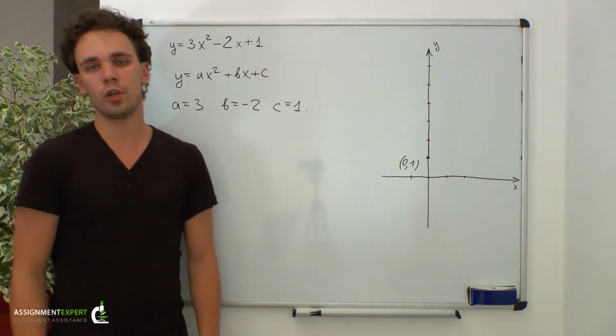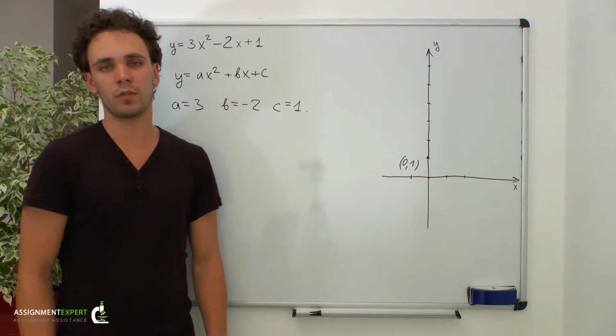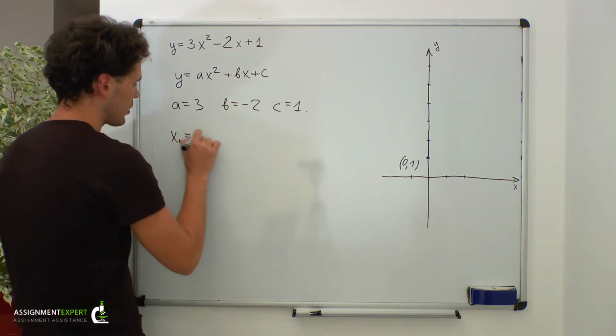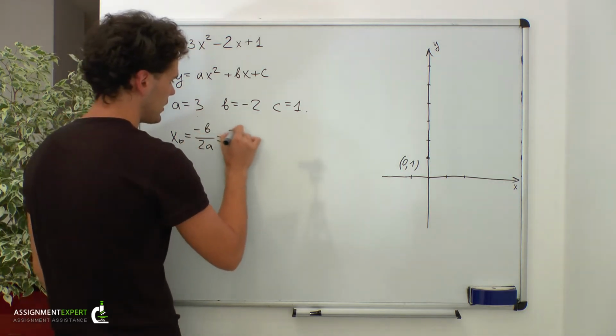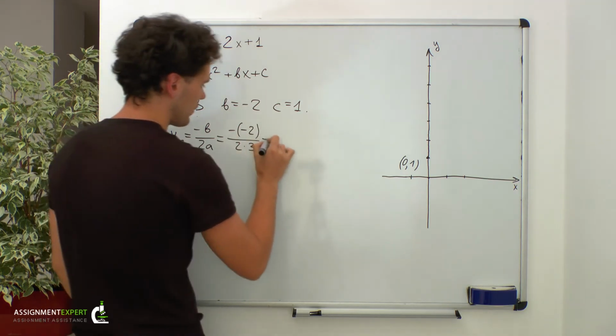Now we need to find the vertex of our parabola. To do this, let's find the x-coordinate of the vertex. The formula looks like this: x0 equals -b over 2a. In our case, this is -(-2) over 2 times 3, which gives us 1/3.